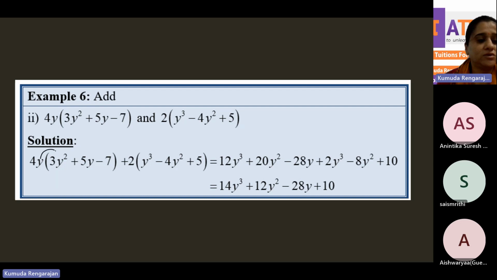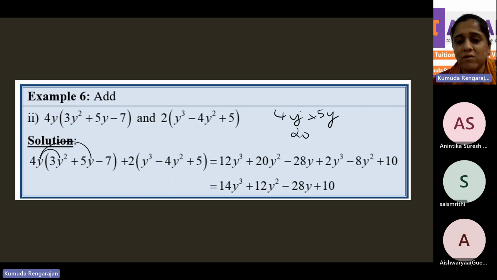It's basically this into this, correct? 12y cubed. 20y squared, because 4y into 5y: 4 fives are 20. Y into y is y to the power 1 into y to the power 1. 1 plus 1, 2. So y squared.